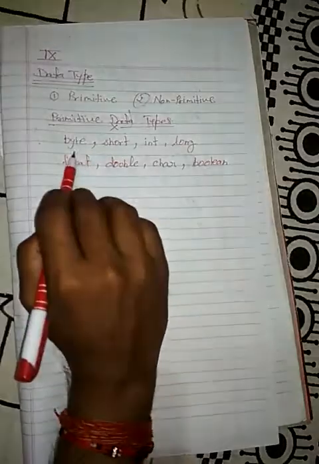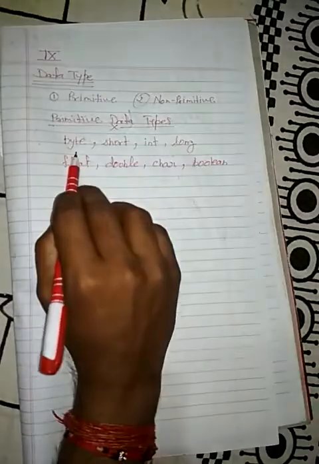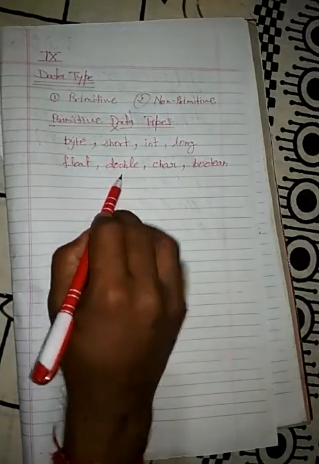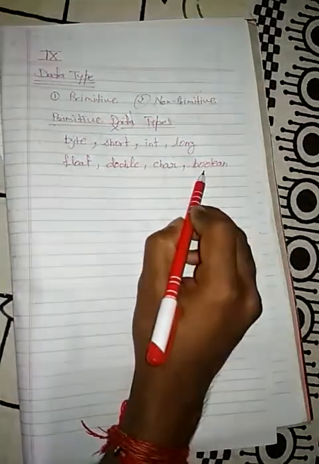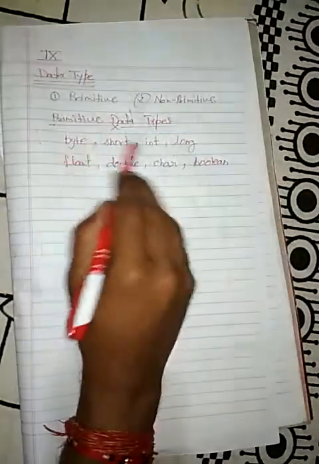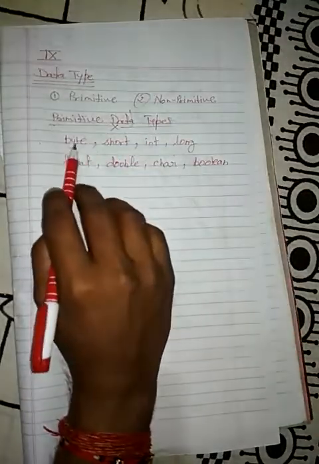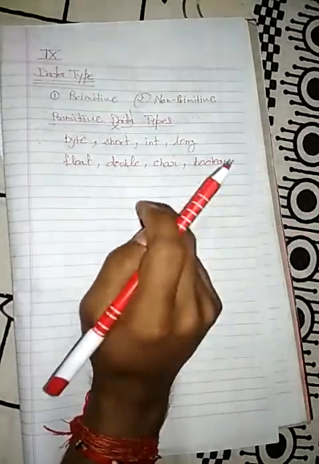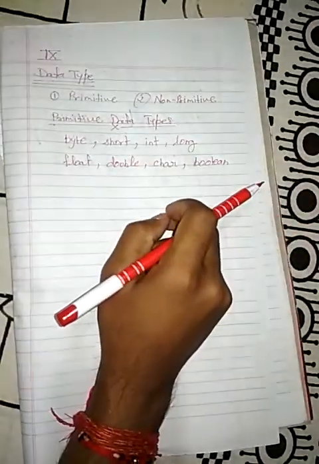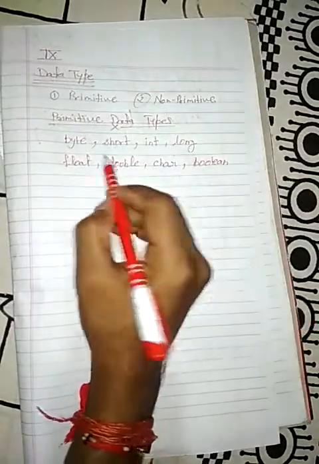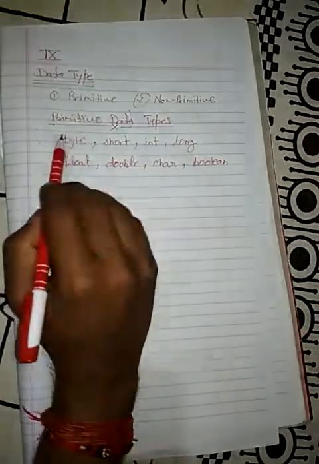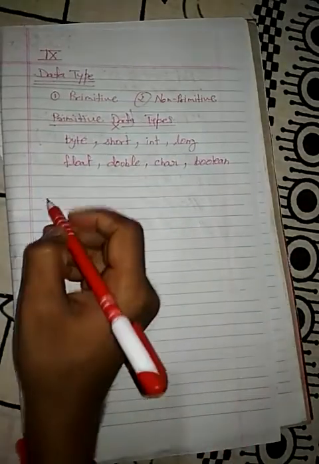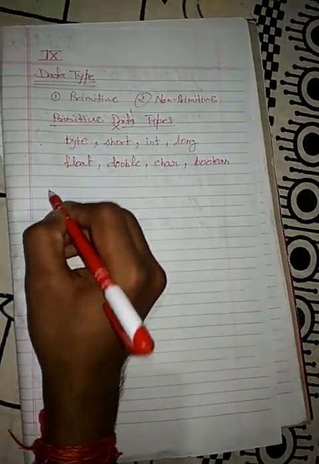Now you can see here there are 8 types of primitive data types: byte, short, int, long, float, double, char, and boolean. These are the primitive data types. It means these data types already contain their size, their range, and the type of value. That's why it is called primitive data types. And then the next one is non-primitive data types.